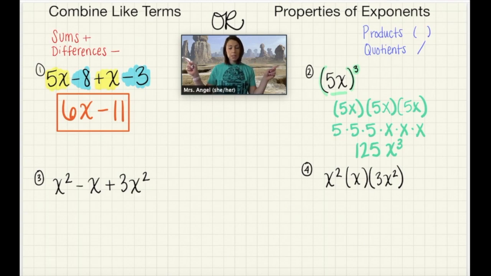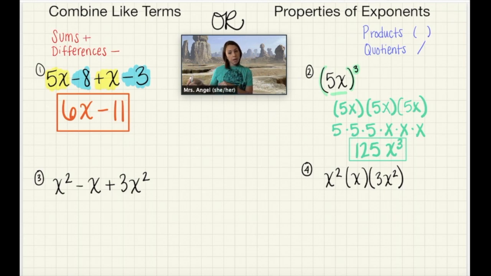Notice the difference in these two expressions. In the combined like terms, I still have 2 terms in my expression because some of them are not like. Whereas in the properties of exponents, all of that's simplified down into a single term, 125x to the power of 3. Something to consider.